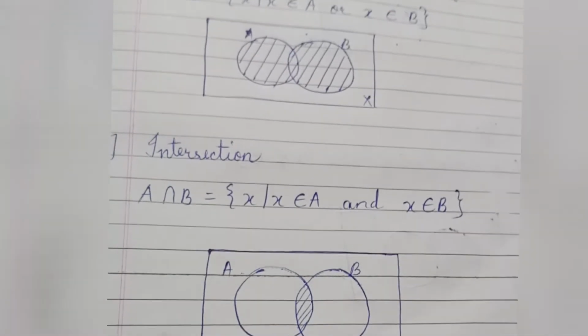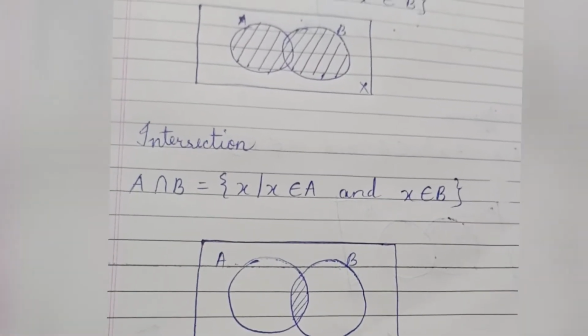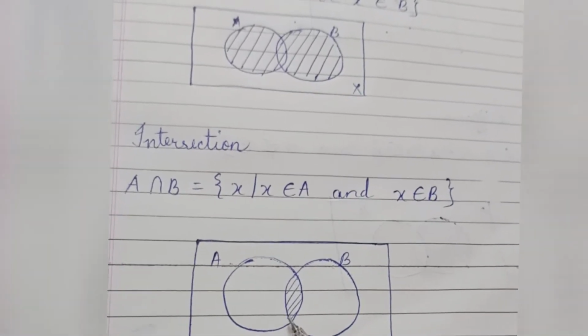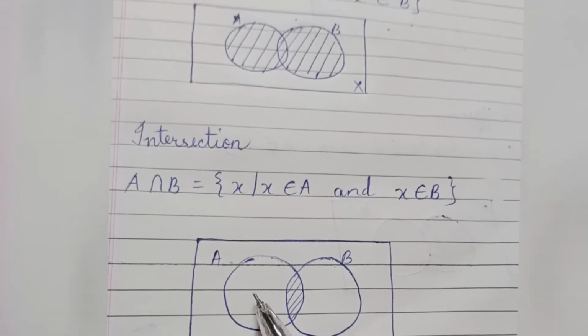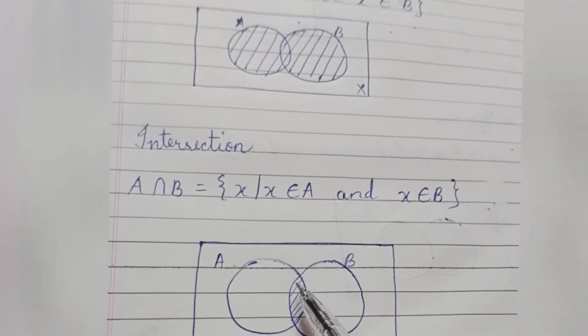So let's see the Venn diagram of intersection. This is the universe X. A and B are the two sets. So A intersection B are the elements which belong to both set A and set B.